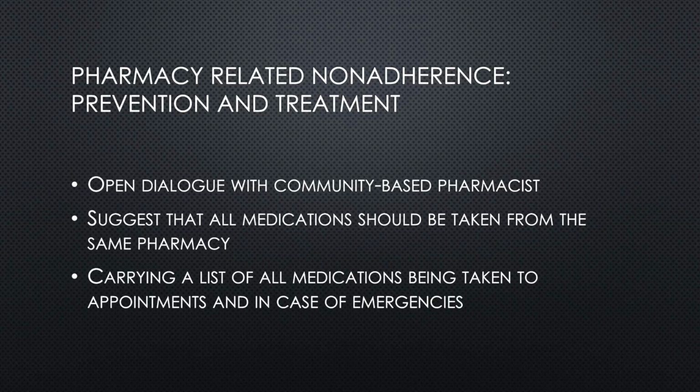Next, we have pharmacy-related non-adherence. So what can we do to prevent and treat this? First thing that we can do is have open dialogue with our community-based pharmacists. Community-based pharmacists are the ones that work at pharmacies like CVS and Walgreens. If we can try to encourage our patients to talk with these pharmacists, that can help clear up any misconceptions or confusions. Therefore, they'll stick to their medications.